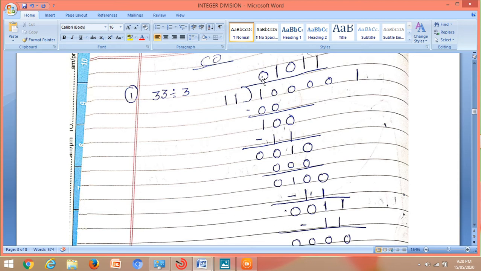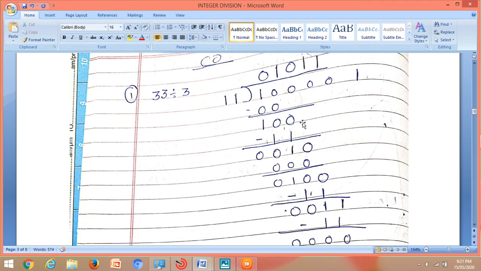So 11 multiplied by 0 gives me 00. Subtract: 10 minus 00, the answer will be 10. Take this 0 down, as we do in a normal division, in the same way I am doing it. Then what am I getting? I am getting 100.